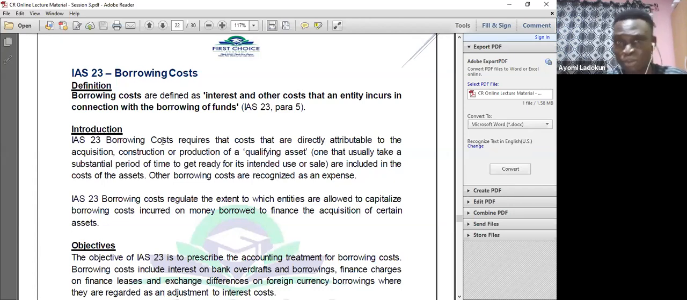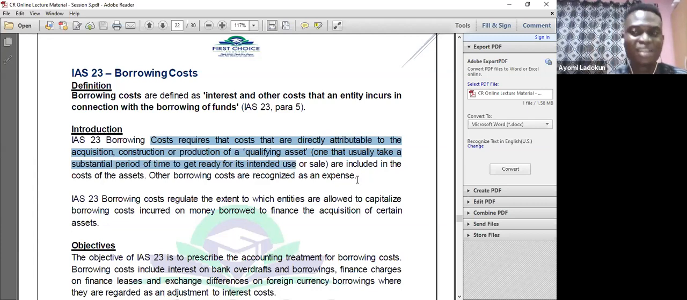For example, you want to build a supermarket, you want to build a terminal bridge in Lagos, you want to build a Kainji Dam. It's a lot of projects. And you borrow money to build a stadium. It's a qualifying asset because ordinarily building a stadium will take a substantial amount of time, even if they are working there 24/7. So the money you borrowed for building a qualifying asset, instead of charging the finance charges into the income statement of profit or loss, you can actually capitalize it as part of the cost of that asset. All right. So that's the essence of IAS 23.